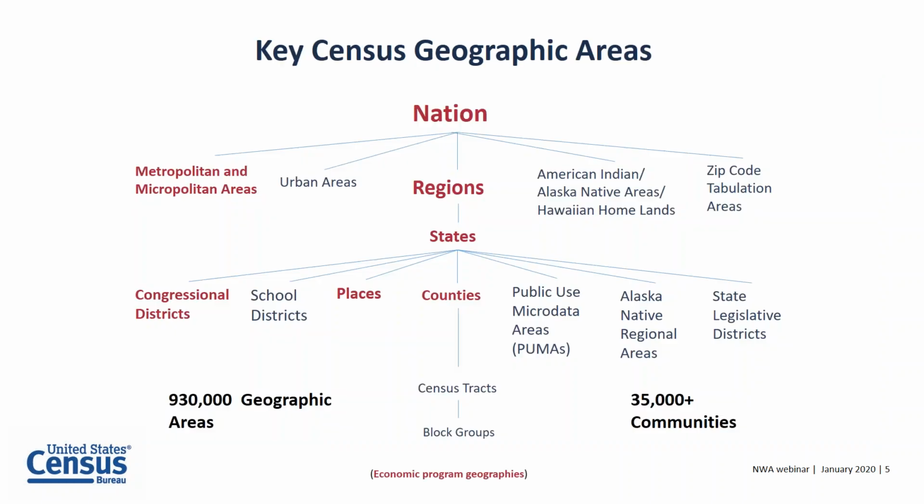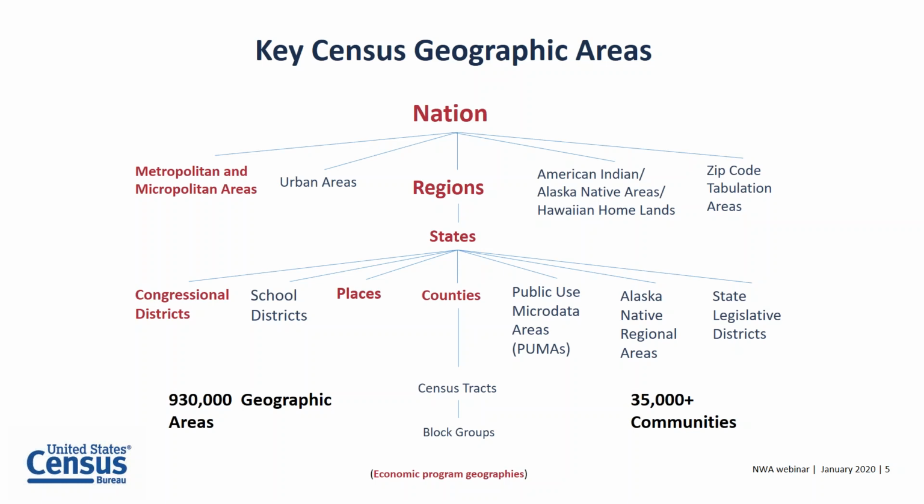This slide here gives you a little information about the levels of geography that are published in our business and economic and demographic programs at the Census Bureau. Down the center of this chart, you can see the standard geographies like nations and states and counties, but you can also see that we publish data by place, which are cities, towns, villages, and boroughs, by congressional districts, and even detailed geographies like census tracts and block groups.